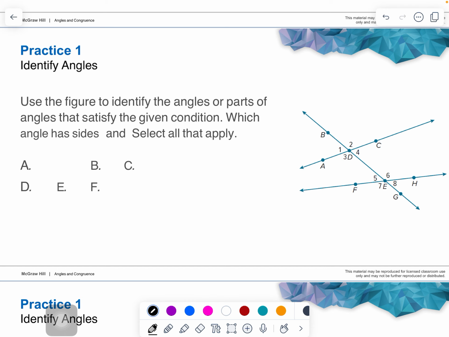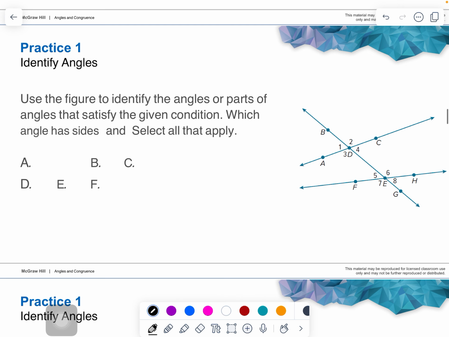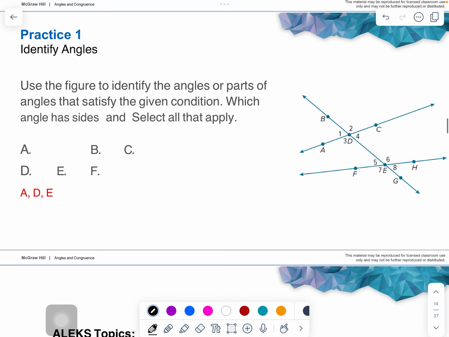So now they're going to have you practice. All of my stuff disappeared, but you've got them in your notes. Use the figure to identify the angles or parts of angles that satisfy the given condition. Go ahead and pause me, and then I will show you the answer. And you should have come up with A, D, and E.